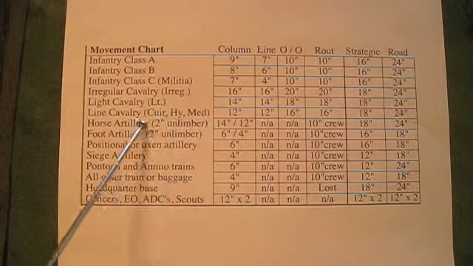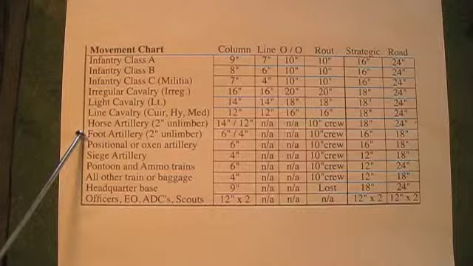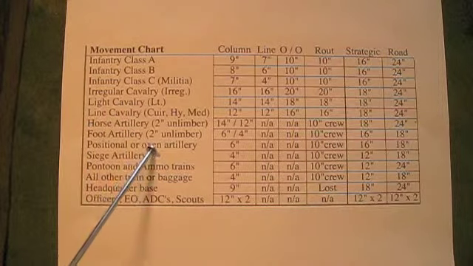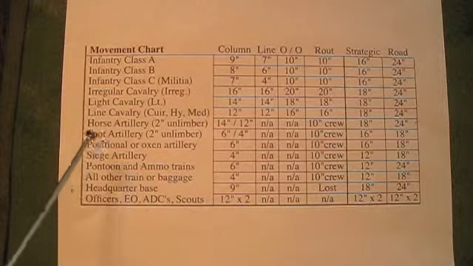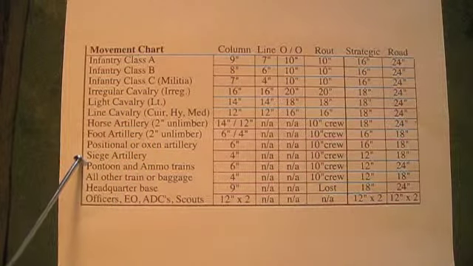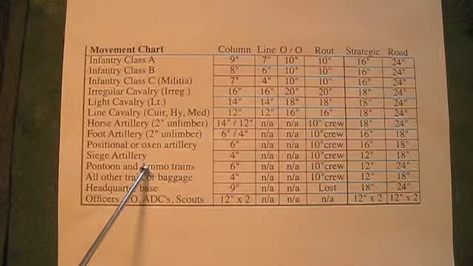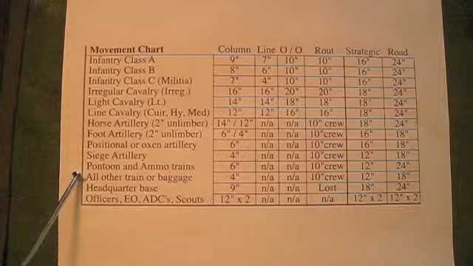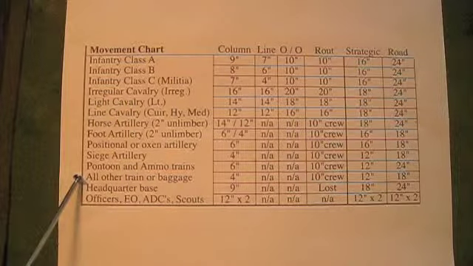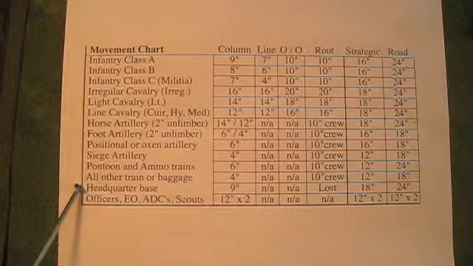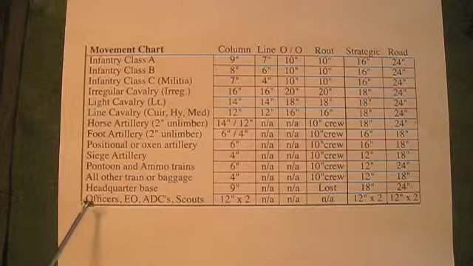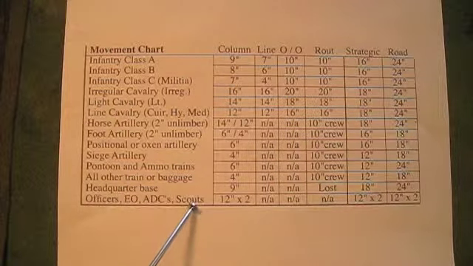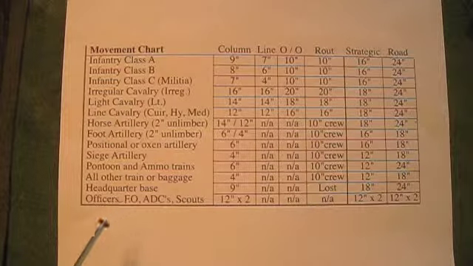Your horse artillery, your foot artillery, your positional or any artillery which is drawn by oxen, or water buffalo if you happen to be in India. Siege artillery, pontoons, and ammo trains. These are specialized trained units which have extra horses attached. All other non-pontoon or ammo trains will be classified as all other train, or basically baggage. Headquarters bases is referring to the headquarters base itself, and the individual officers, engineering officers, ADCs, or your scouts are on the last line.